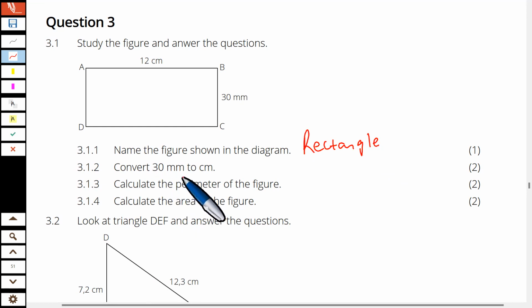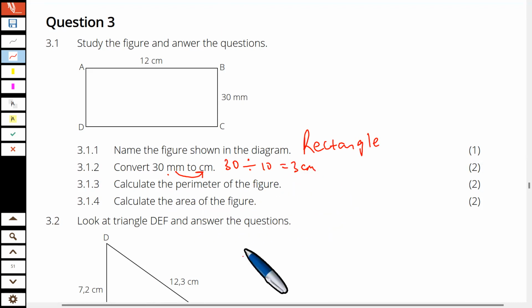Convert 30 millimeters to centimeters. What do you think the answer is going to be? 3 centimeters. It's going to be exactly 3. Because you take the 30 and you divide it by 10 to convert it from millimeters to centimeters, and therefore it becomes 3 centimeters.